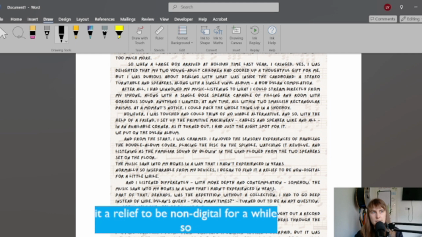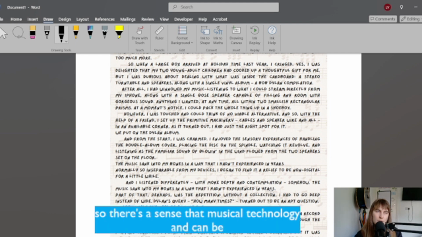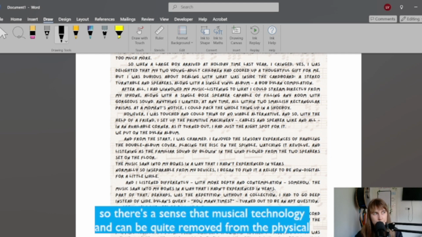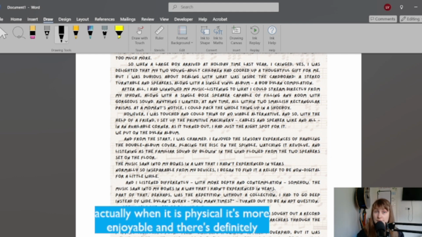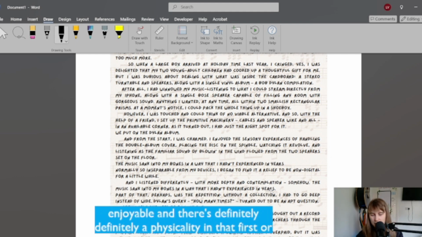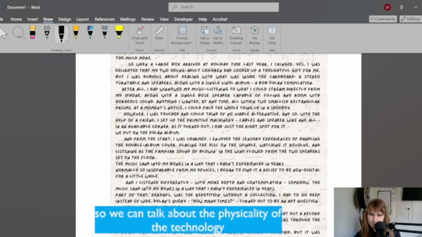So there's a sense that musical technology can be quite removed from the physical, and that actually when it is physical, it's more enjoyable. And there's definitely a physicality in that first source. So we can talk about the physicality of the technology and the sensory experience.